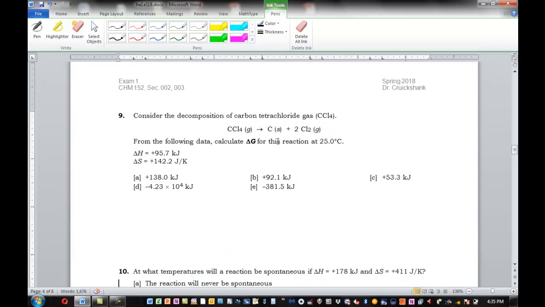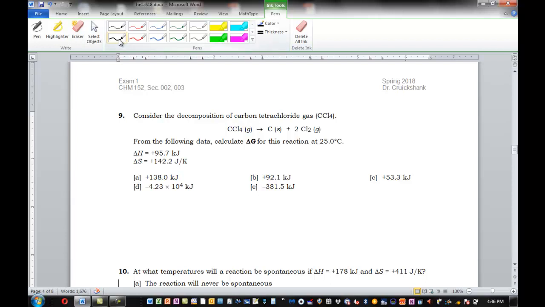So here we have this decomposition of carbon tetrachloride. Right away, your first thought should be, this is going to be a temperature-dependent process. To break something apart, we're going to have to add heat. So our delta H is endothermic. Once it's endothermic, it's temperature dependent. Now we do have an increase in entropy because we go from 1 mole of gas to 1 mole of solid and 2 moles of gas. So that's our positive delta S.